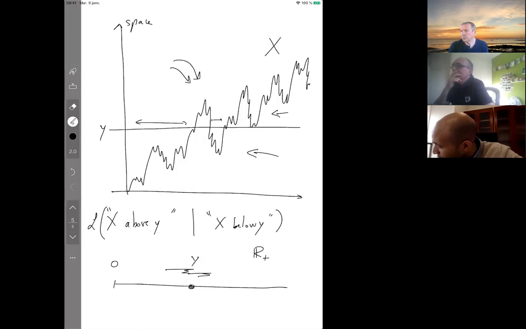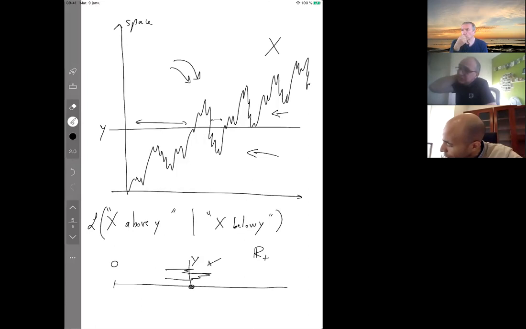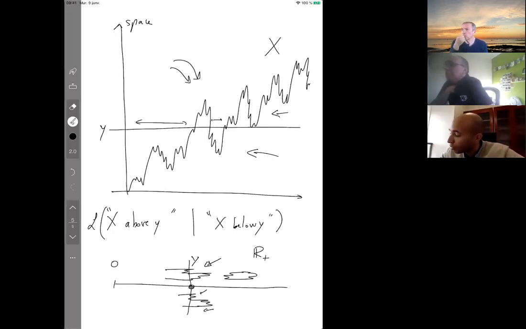So for example, I have a loop like this with minimum below y and maximum above y. And what I do is I cut this loop. When I cut this loop, I will have an excursion above y. Maybe here I have another excursion. I just look at the picture above y. So loops will be cut into excursions. And then there will also be loops with minimum above y.